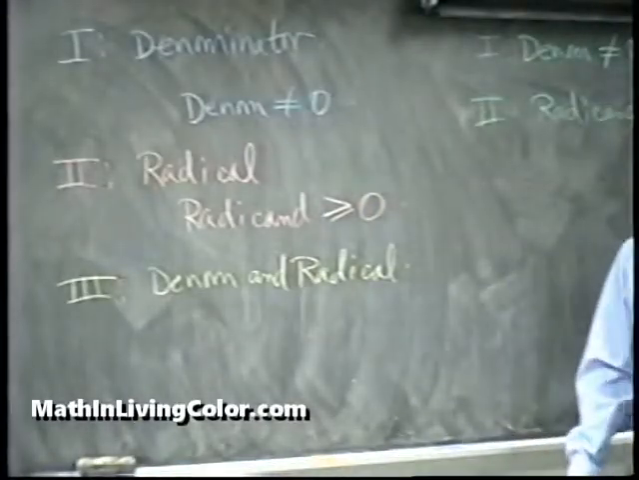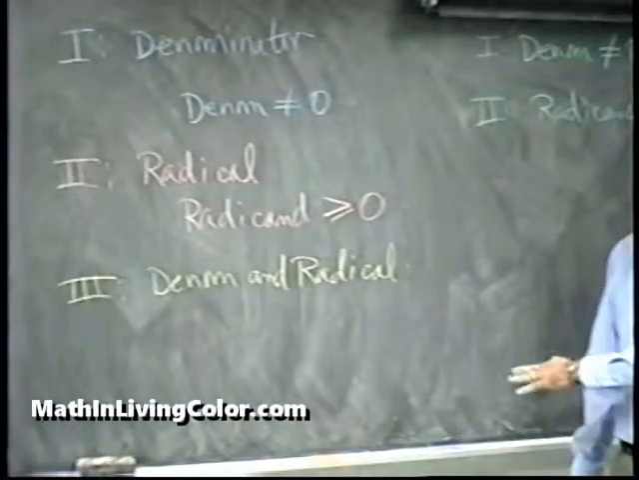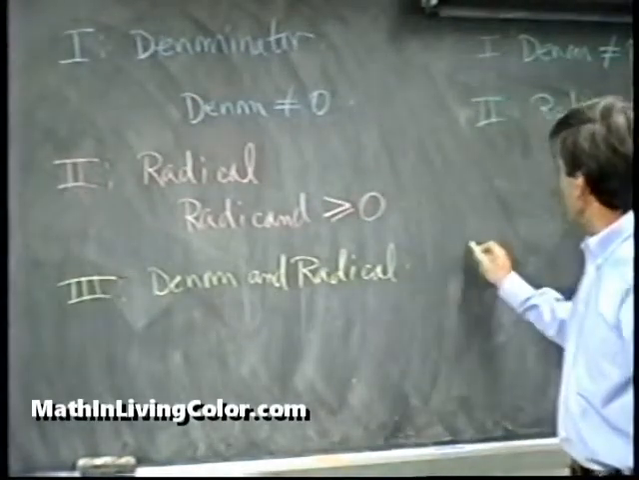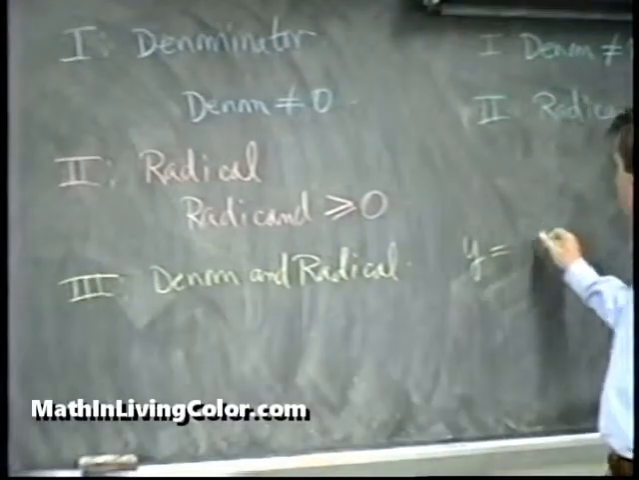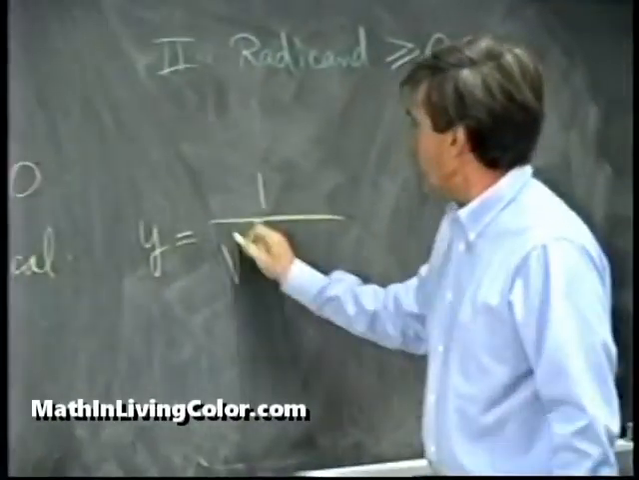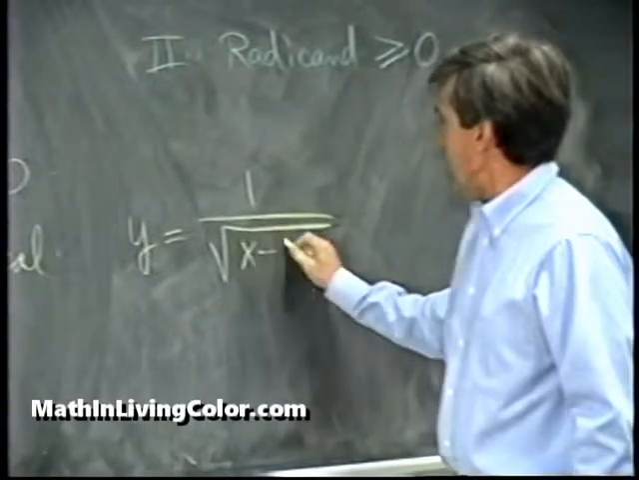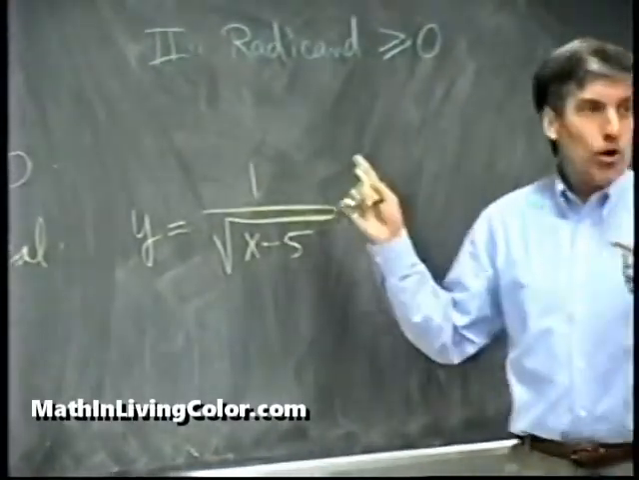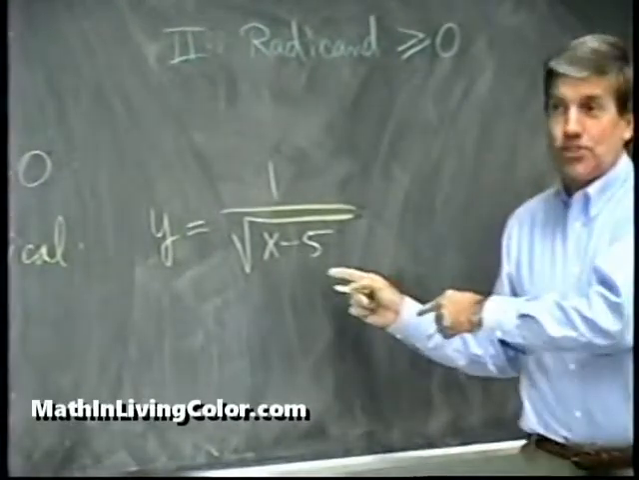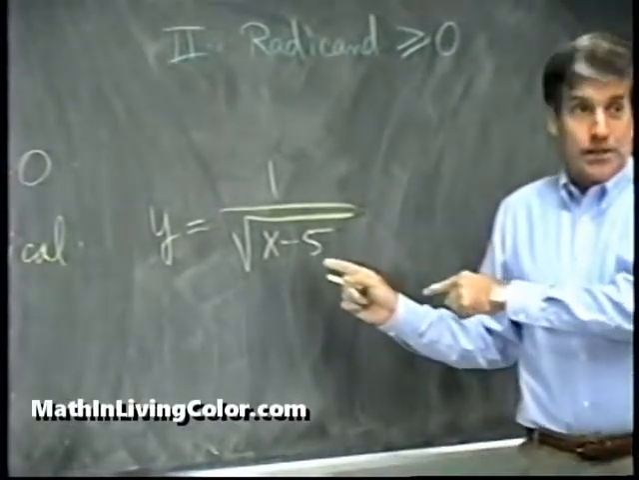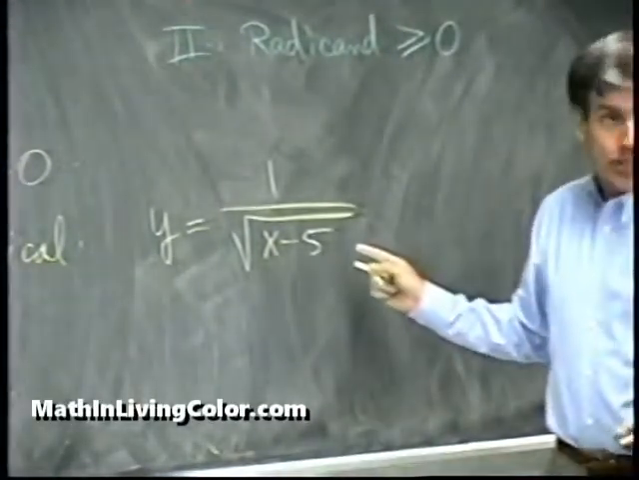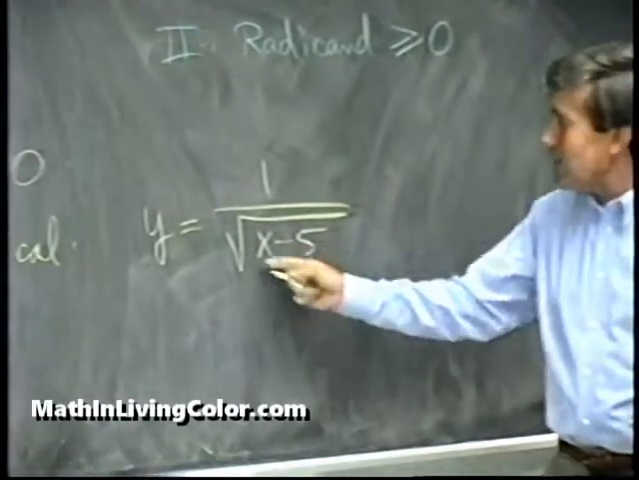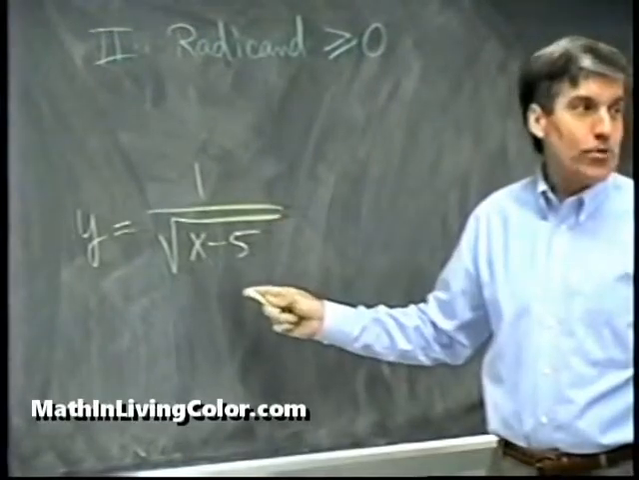In other words, there's a denominator radical or a radical denominator. Like maybe what if it was y equals 1 over the square root of x minus 5. Something like this. Now you see you've got both a denominator and a radical, so what's the requirement? If it's in a denominator, what is it? It can't equal 0. And if it's in a radical, it can't be negative, right?